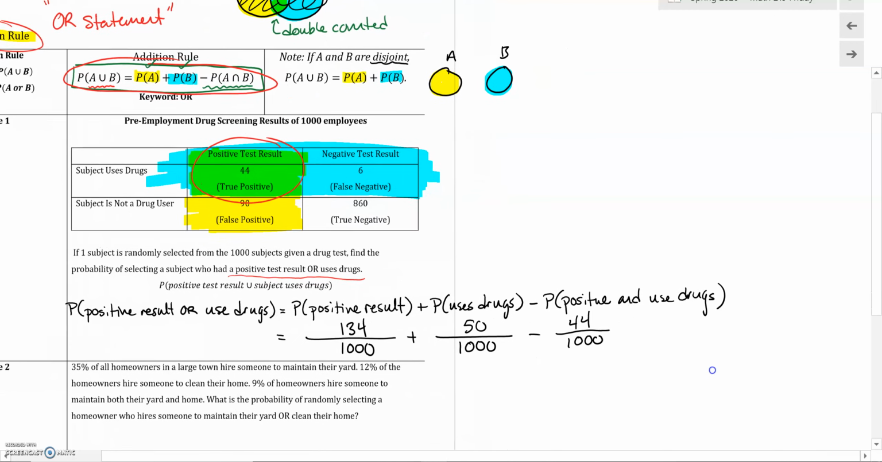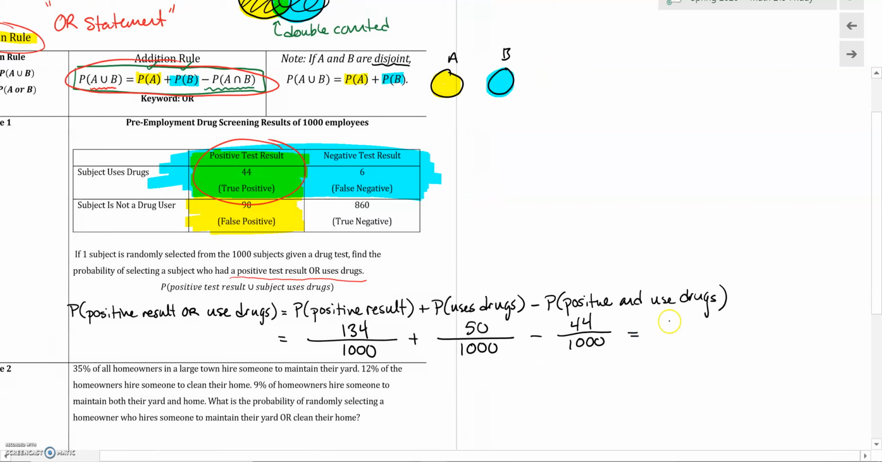Okay. And if I'm doing my math right, that comes out to 140 out of 1,000, or 0.14, or 14% chance to pick someone that tested positive or uses drugs.